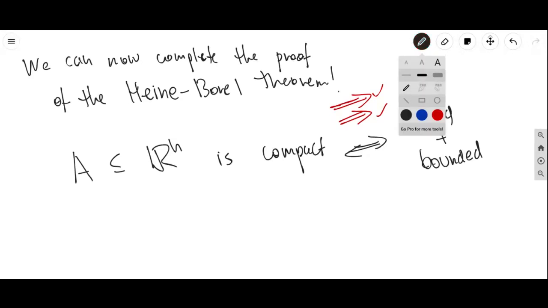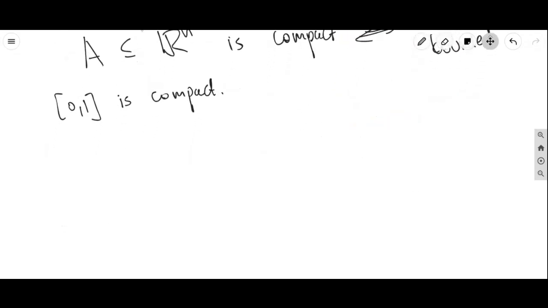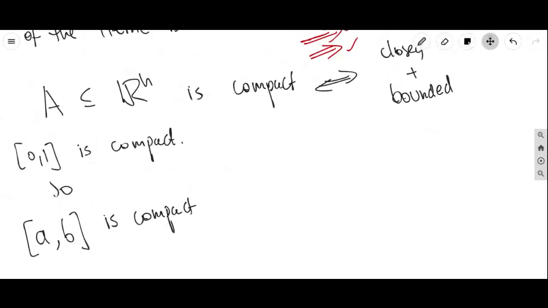So we have shown that [0,1] is compact. We gave an outline of the proof in class, and then you had a more carefully written out proof on the homework. So [0,1] is compact, so [a,b] is compact. Any closed interval is compact because there's a homeomorphism between them. And now you get to use the product theorem. So you have [a1,b1] times [a2,b2].